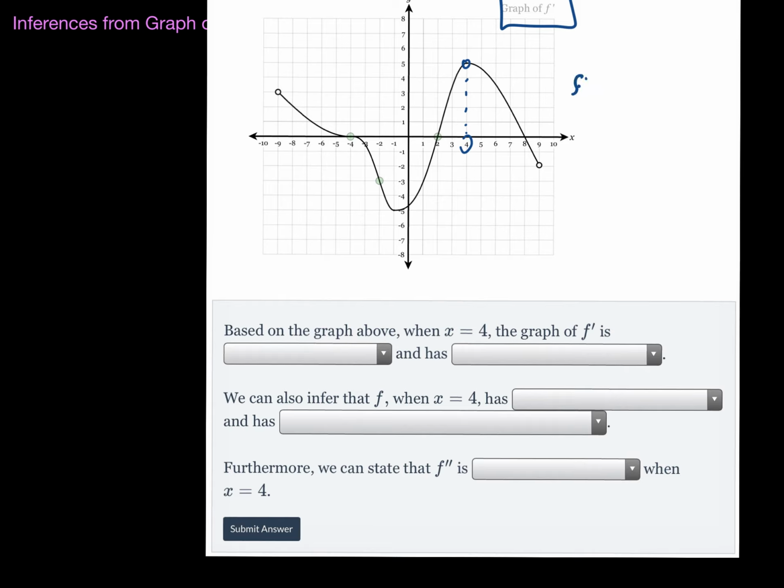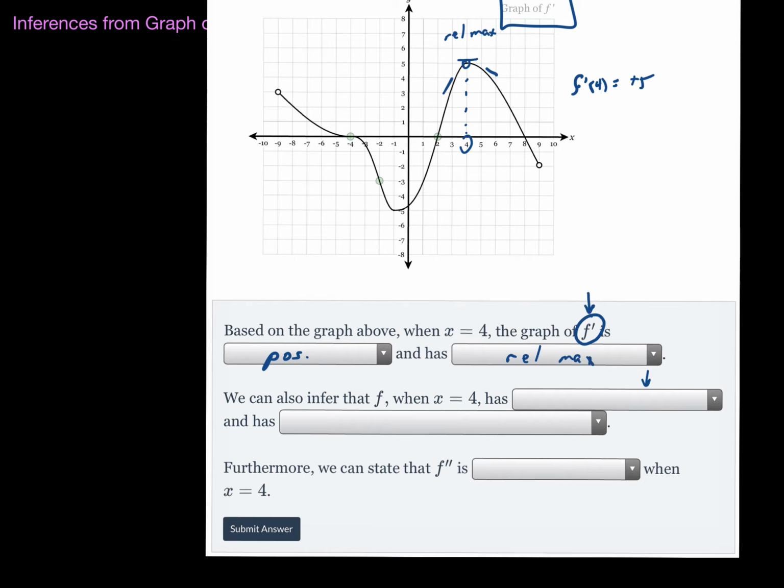On f prime, when x is 4, it has a value of +5. So on this f prime graph, when x is 4, we have a positive y value, or f prime value. And if you look there, since we are going from increasing to decreasing, that would be a 0 slope, that right there is a relative max. And that's what they're going to ask you in this drop-down box. This is a relative max on the f prime graph.